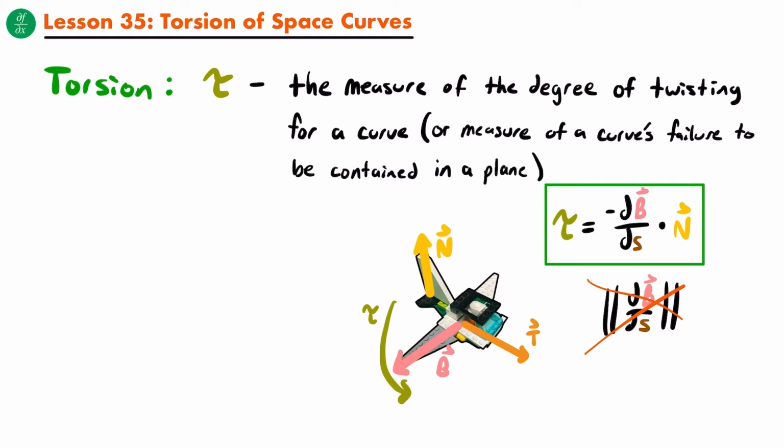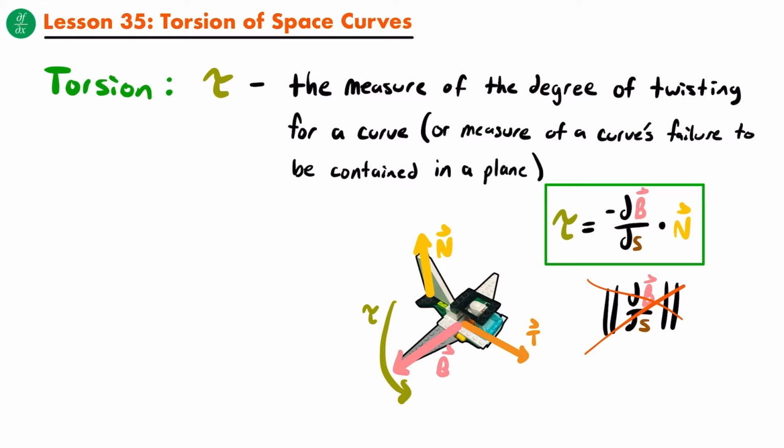All right, and do notice that we are taking a dot product here of this derivative of b with respect to s and the unit normal vector. And so remember that a dot product does produce a scalar, right? It doesn't produce a vector. And so this will give us a scalar value or a number that will measure the degree or intensity of twisting for a space curve.